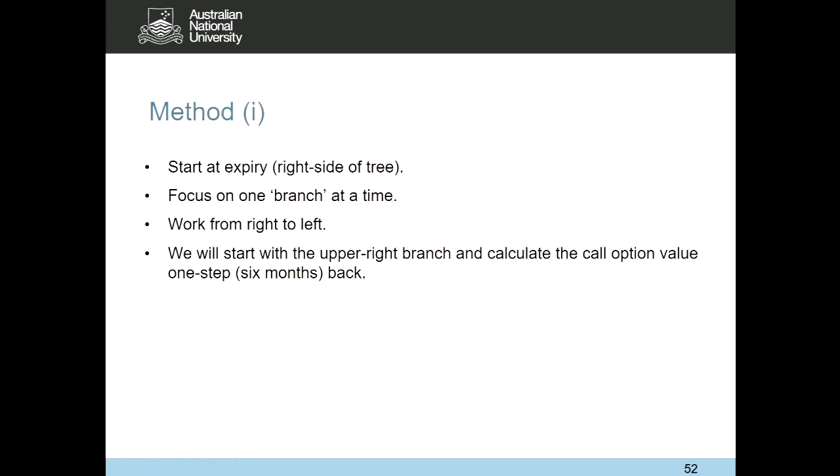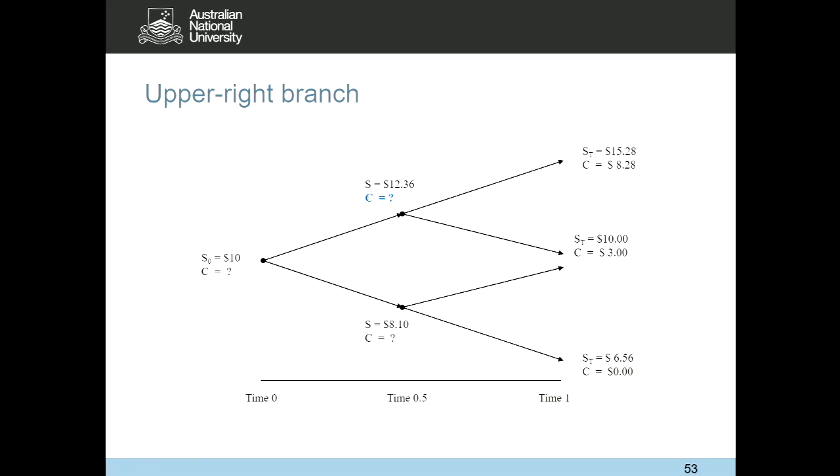So the first method is to work backwards. We work from the terminal point backwards at each branch of the tree. Then we finally discount back to the present. Okay? So what do I mean by work backwards? What do I mean by work tediously at each branch of the tree? So first of all, let's start with the upper right branch.